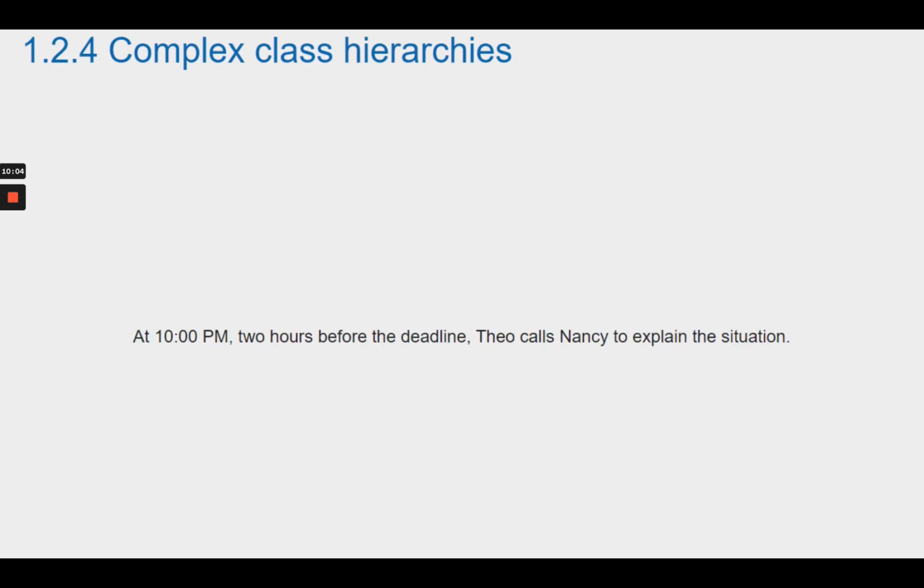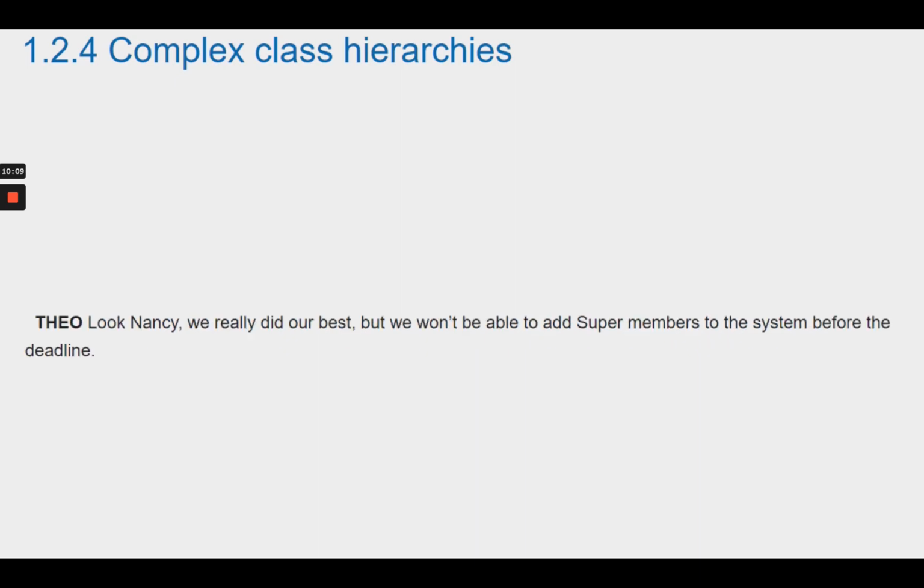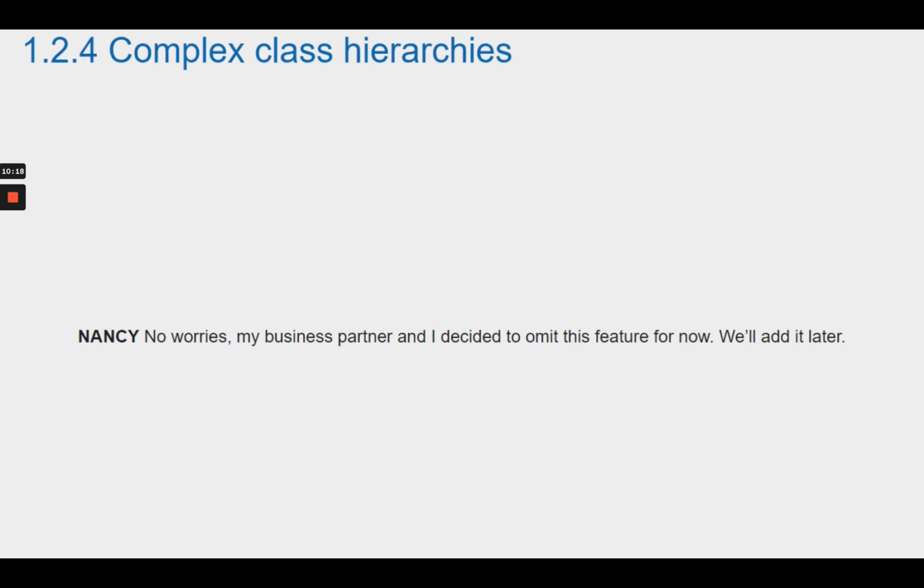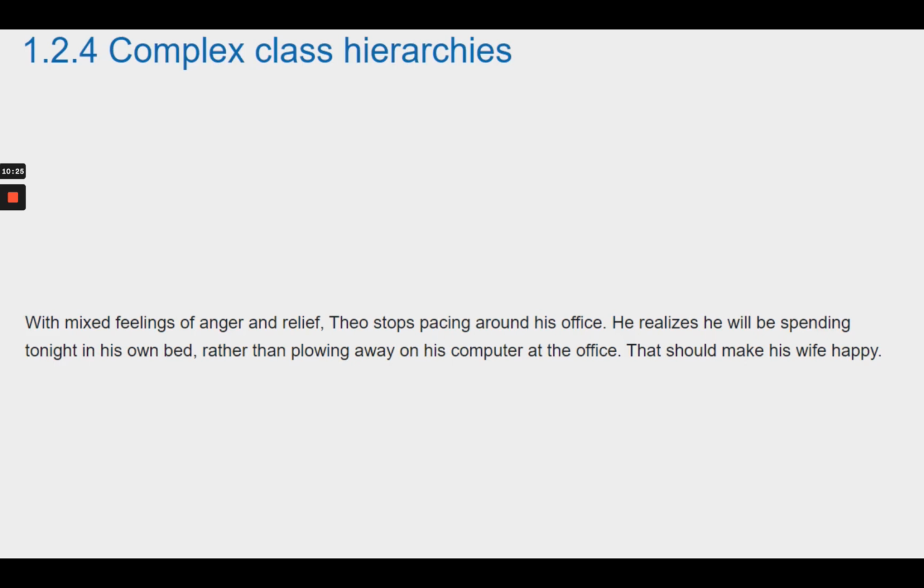At 10 p.m., 2 hours before the deadline, Theo calls Nancy to explain the situation. Theo: Look, Nancy, we really did our best, but we won't be able to add super members to the system before the deadline. Nancy: No worries, my business partner and I decided to omit this feature for now. We'll add it later. With mixed feelings of anger and relief, Theo stops pacing around his office. He realizes he will be spending tonight in his own bed rather than plowing away on his computer at the office. That should make his wife happy.